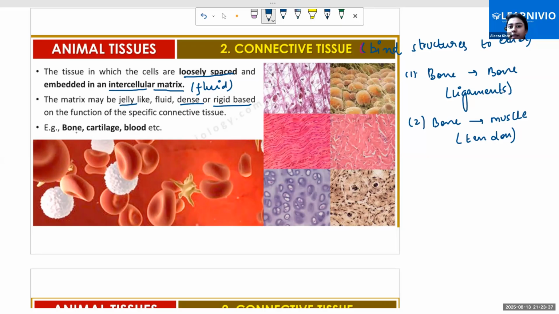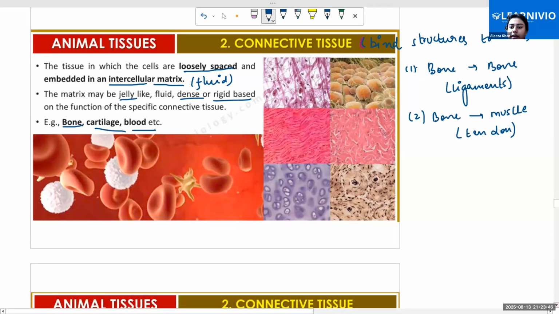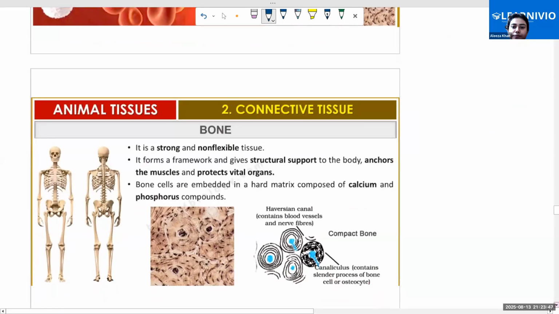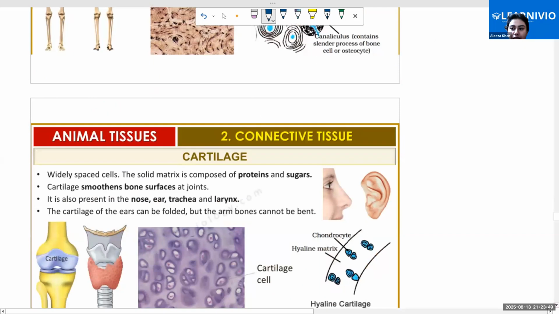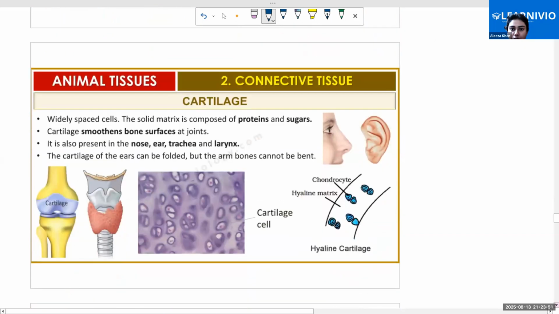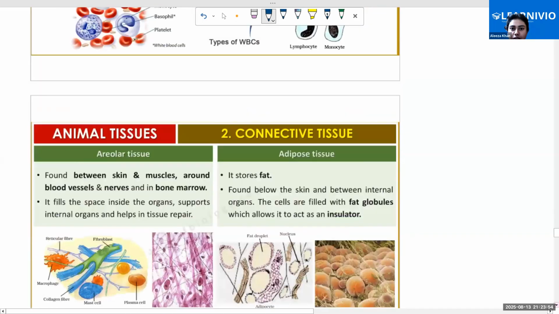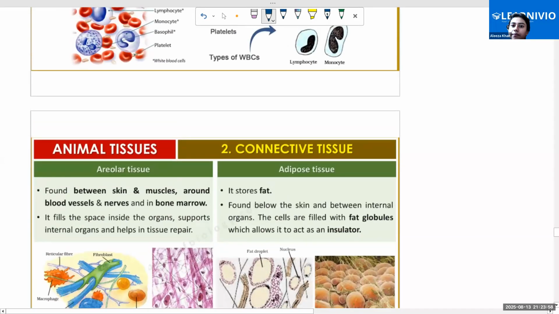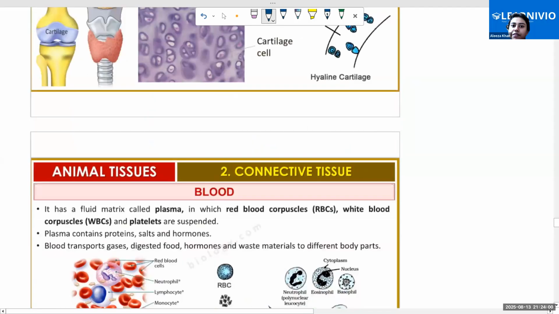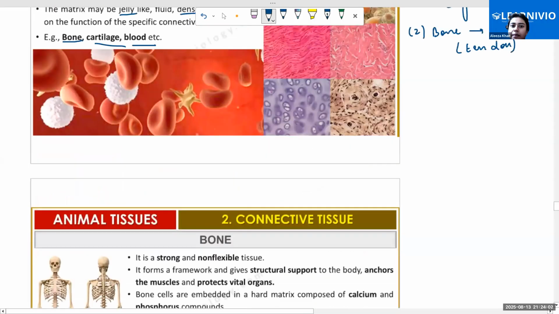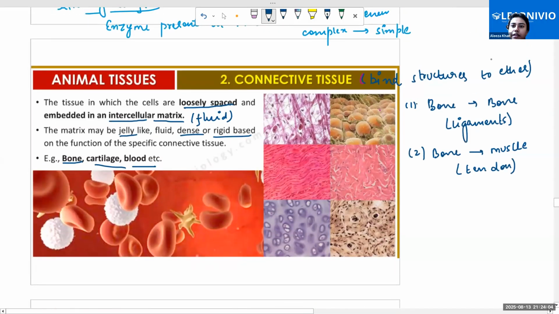What could be the examples of connective tissue? It could be bone, cartilage, blood, tendons, ligaments, all are there. I want you to write the first slide and then we'll talk about these. Blood is there. I'll explain the classification first. First, you write this slide, then I'll make a flow chart for the classification.